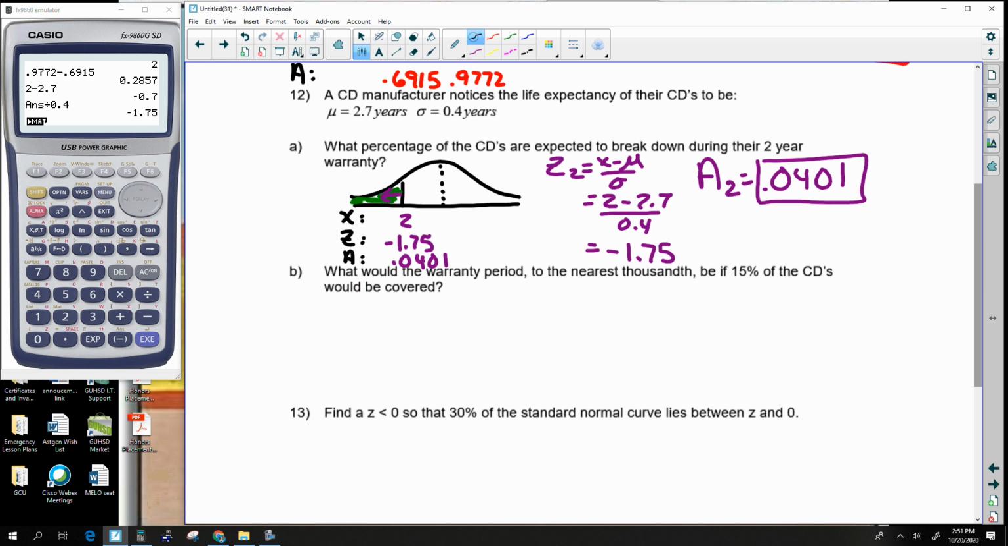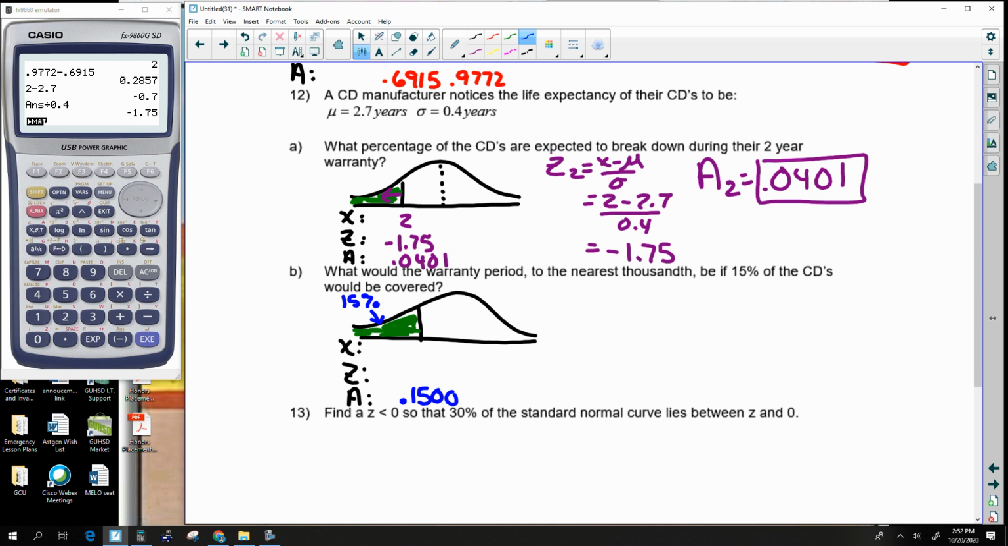Okay, here is a problem where we're going to have to reverse engineer the concept, because they're going to start us off with an area and we need to bring it back to the X. Okay, so here we have a situation in which they're covering 15% of their product. And a percentage, a probability, is an area. So how they're starting us in this problem is they are giving us an area of 15%. What is the X? What is the number of years that produces that 15%?